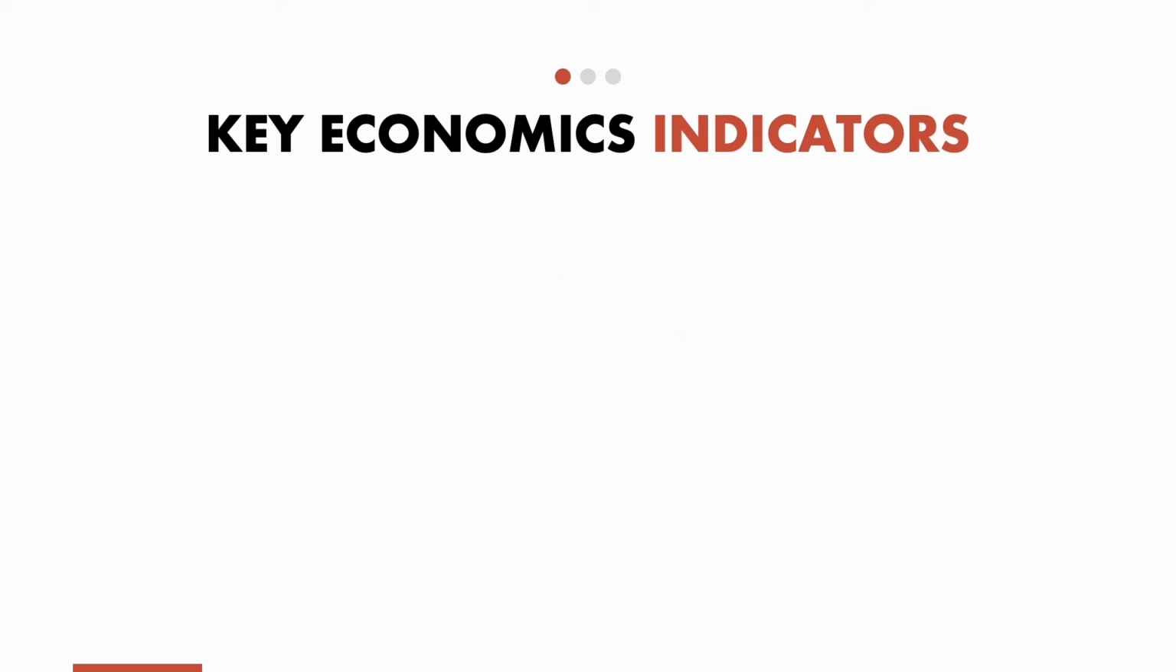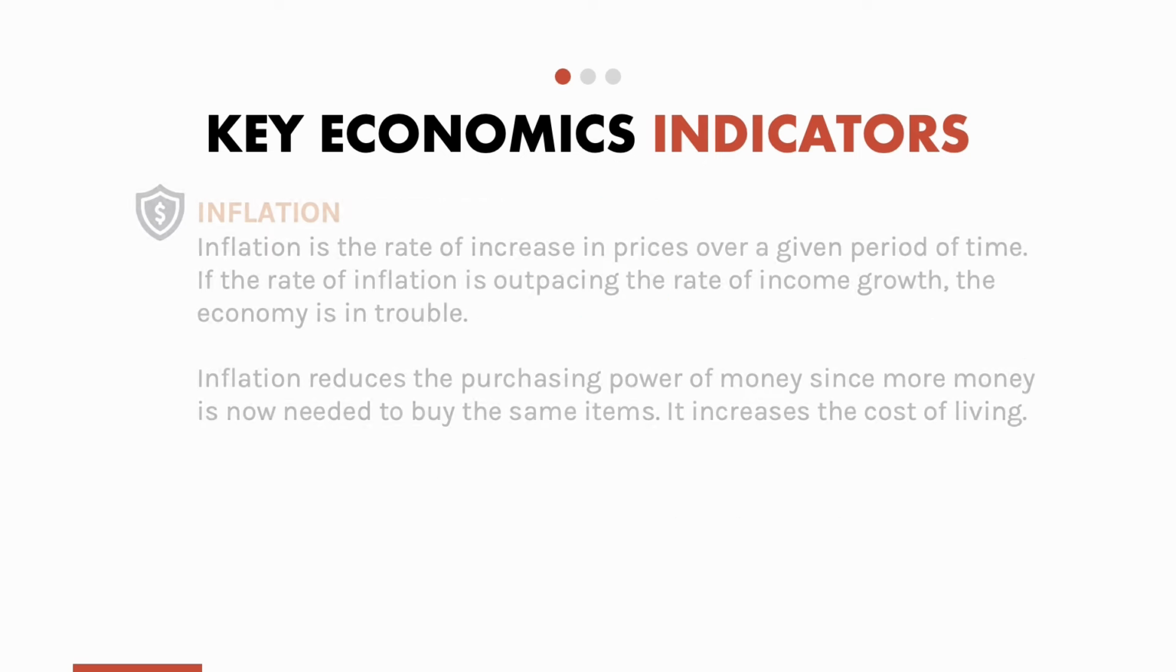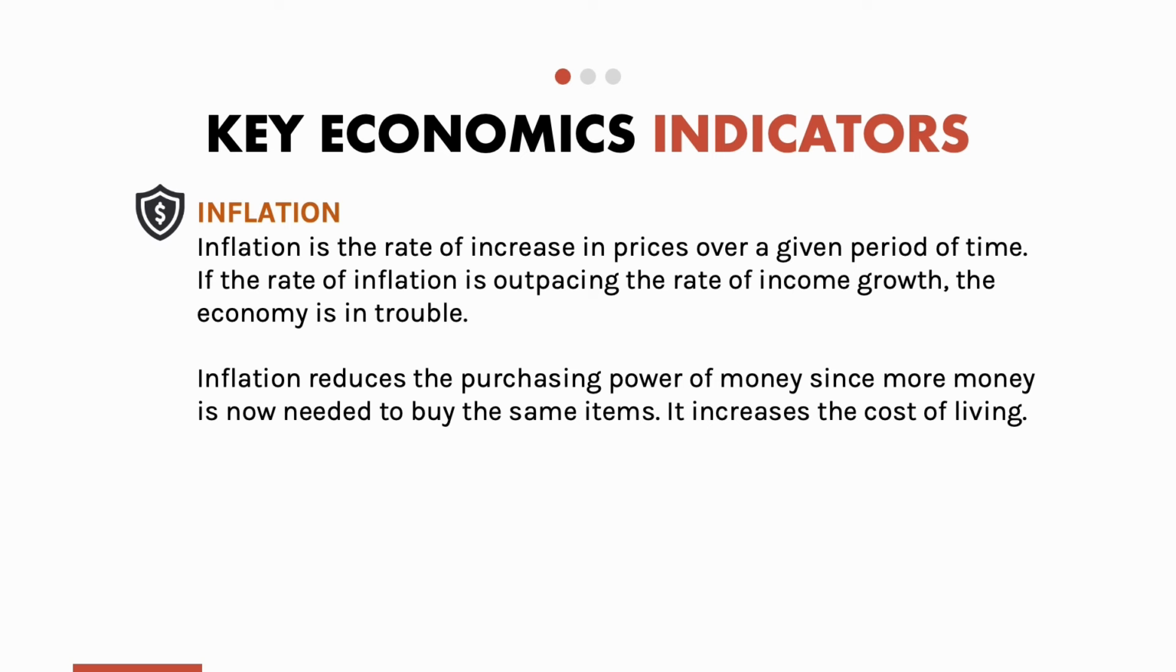So the next key economic indicator is inflation. Inflation is the rate of increase in prices over a period of time. So the economy is in trouble when the inflation rate outpaces the income growth. So basically what it does is it reduces the purchasing power of money. So the same items purchased the previous year are now costing much more because of the inflation rate's increase.